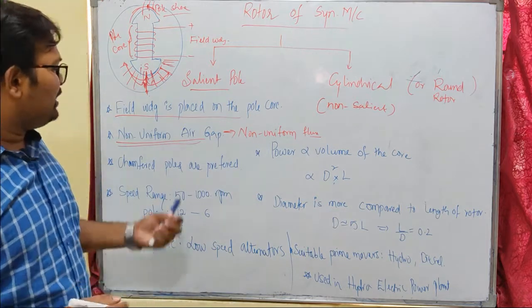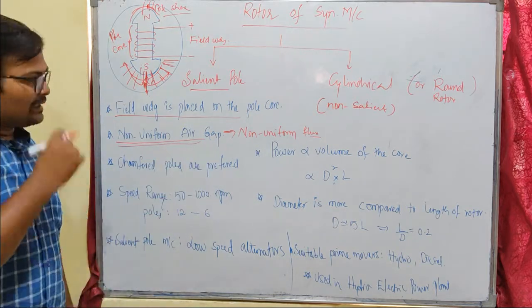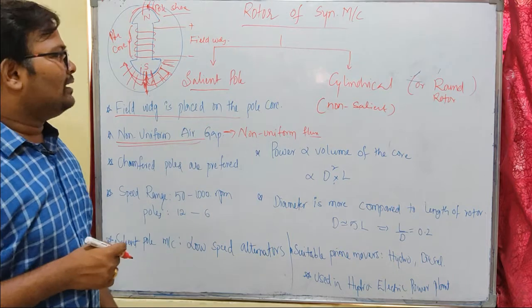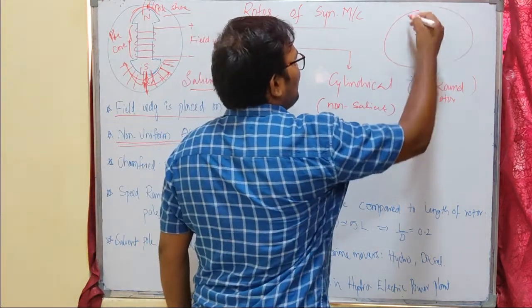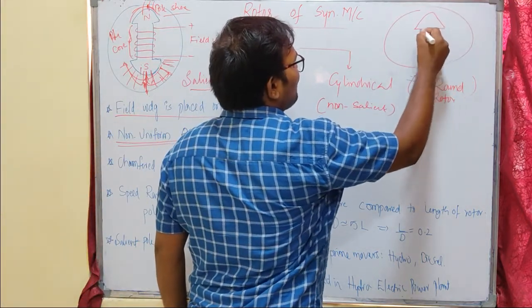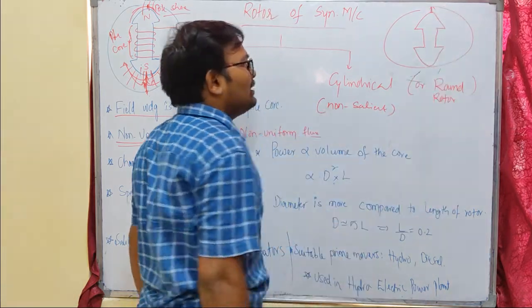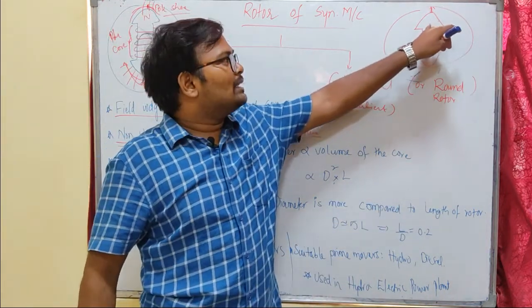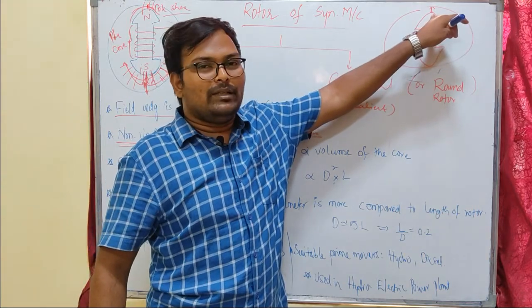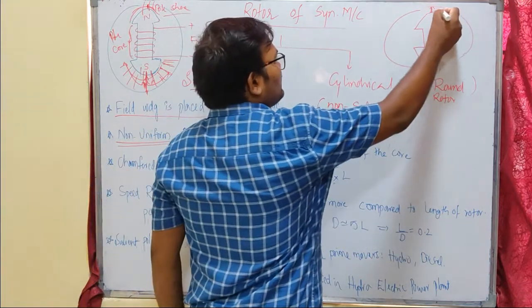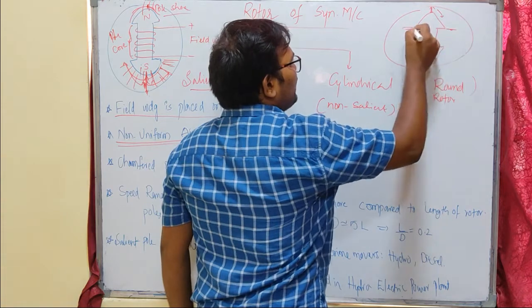In order to eliminate this non-uniform flux distribution, our salient pole should be made in such a way that there is minimum air gap at the center of the pole core, and the air gap should be increased towards the pole's end. This is the pole end, this is the pole center.